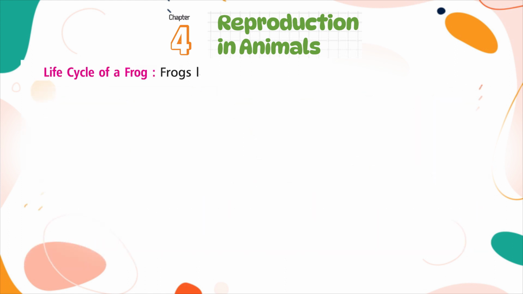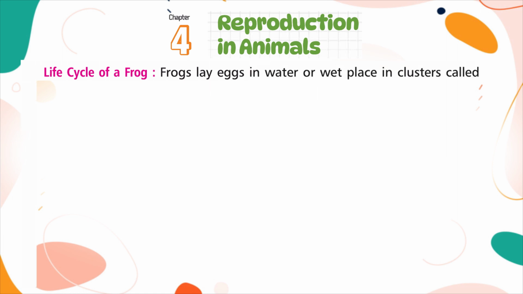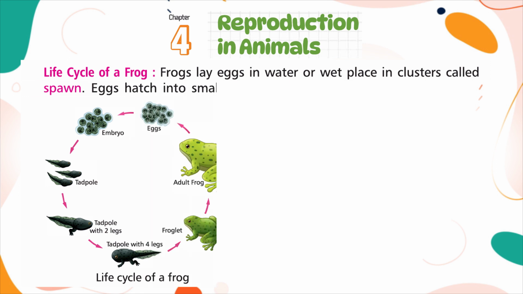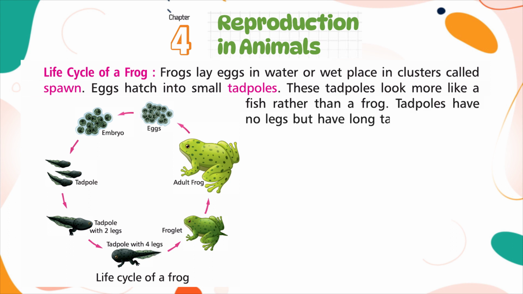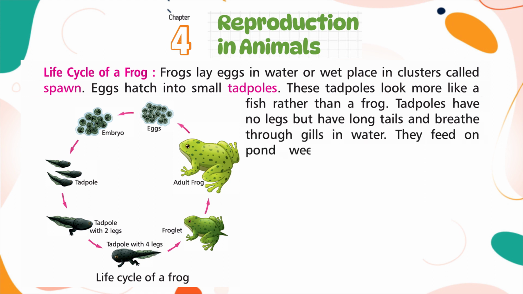Life cycle of a frog. Frogs lay eggs in the water or wet places in clusters called spawn. Eggs hatch into small tadpoles. These tadpoles look more like a fish rather than a frog. Tadpoles have no legs but have long tails and breathe through gills in the water. They feed on pond weeds.